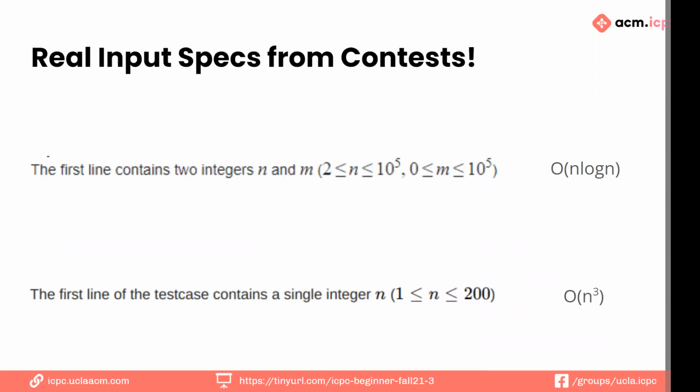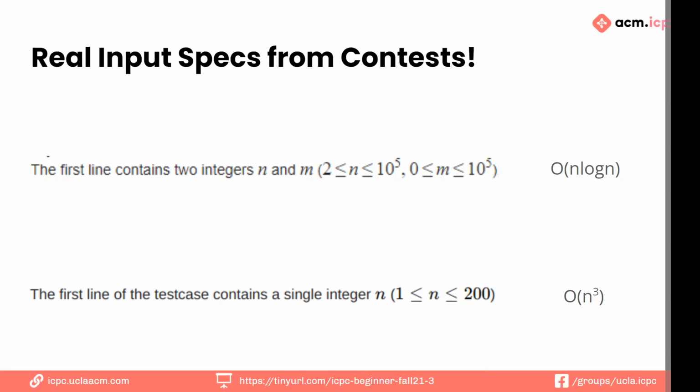So if we look at actual input specs from problems, for example, this first problem gives us 2 integers n and m. Let's say our function only cares about n. We know that we're trying to look for an algorithm that has a complexity of n log n, or anything faster. Something like constant time or linear will also work. And for the second one, if we have some smaller size, so this only goes up to 200, we know we can maybe have a less efficient algorithm that's n squared or n cubed.